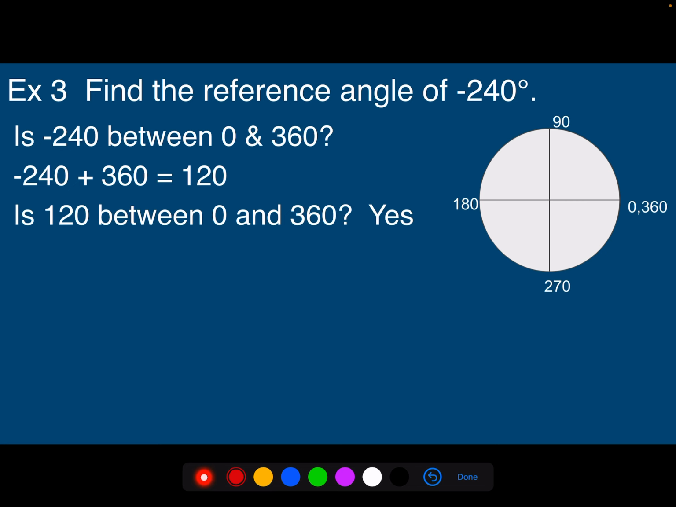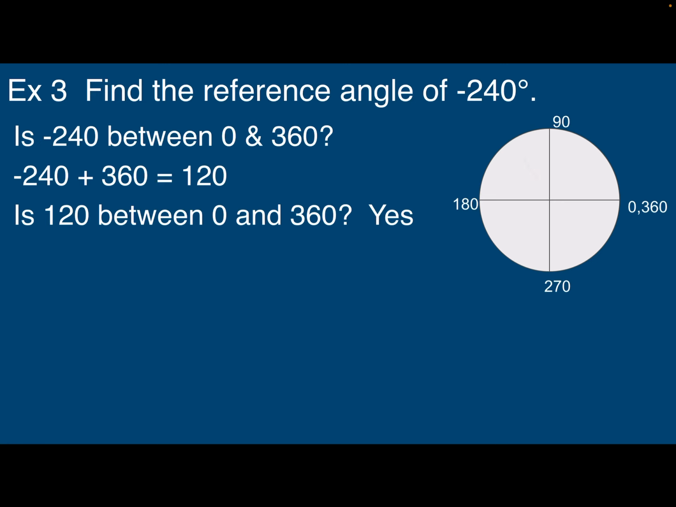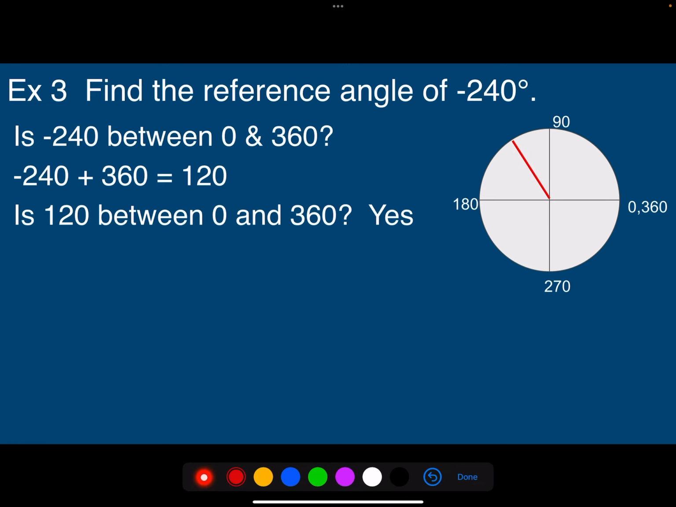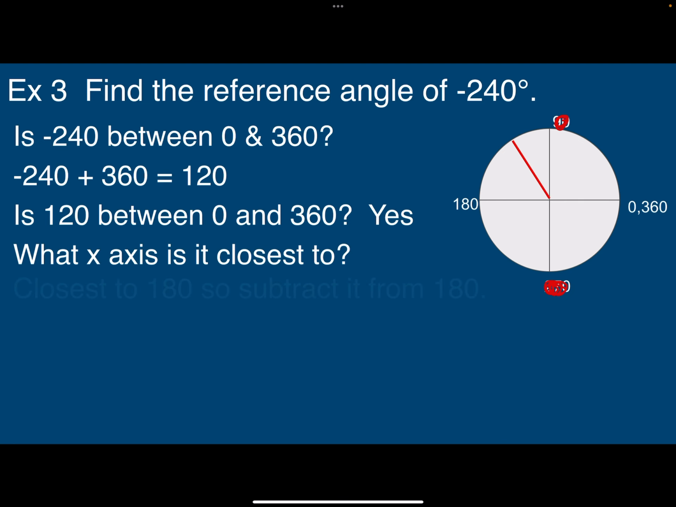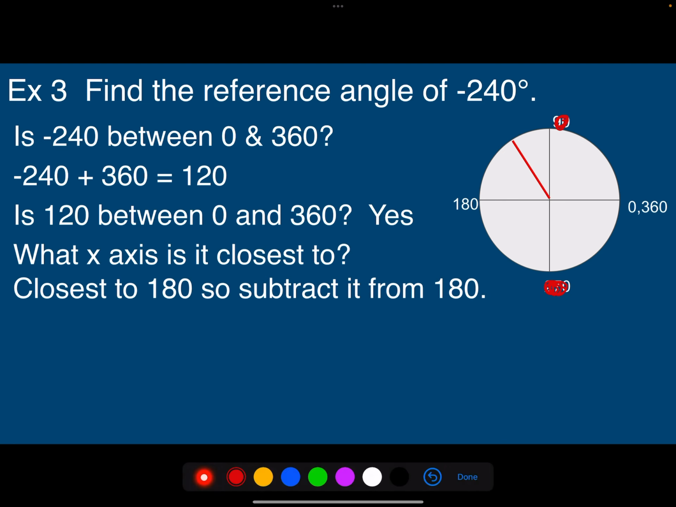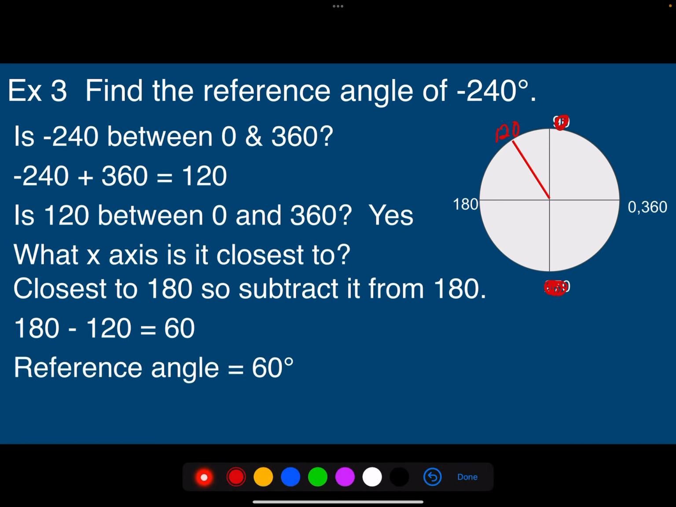Now 120, is it between 0 and 360? Yes. My next question is what quadrant? It's less than 180, so now I know it's going to be in quadrant 2. And when I'm in quadrant 2, I don't care about 90 and 270 anymore. I'm only going to ask about the x-axis. So I'm going to take 180 and this 120. Remember, 120 is here. I'm going to subtract them, and I'm going to get 60 degrees as my reference angle.